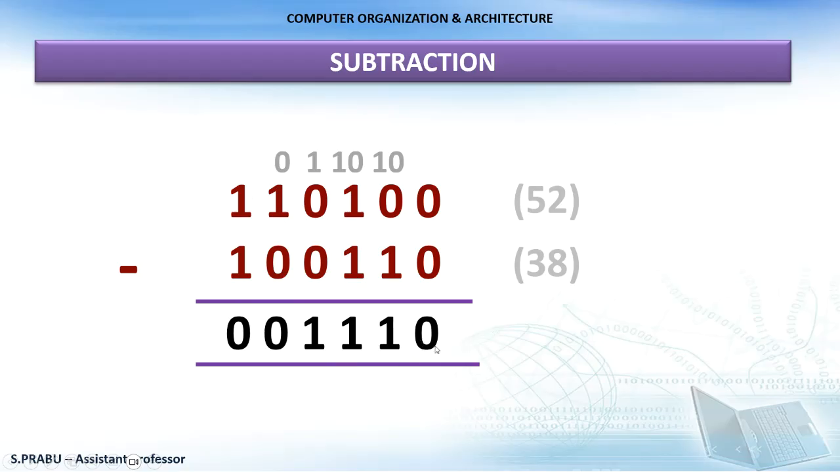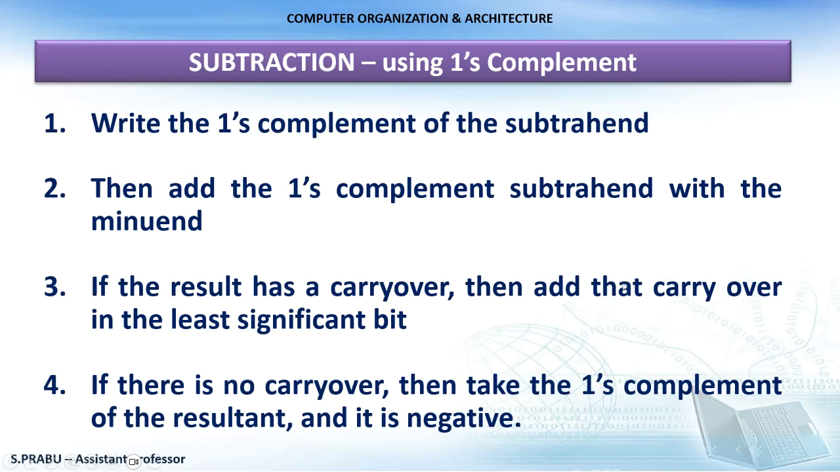You can cross check this value from the equivalent decimal number. 52 minus 38 you can get 14. So the decimal equivalent of 1110 is 14. Let's move to the subtraction using the ones complement method.